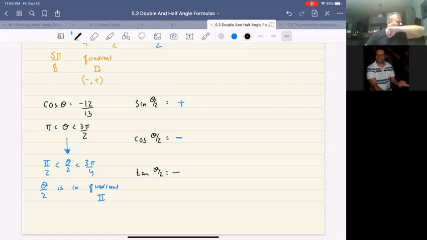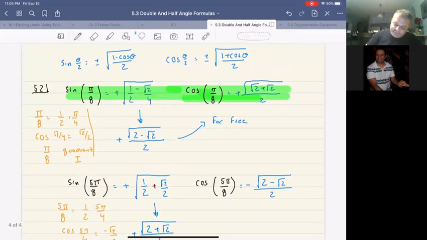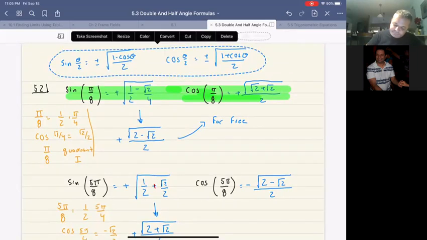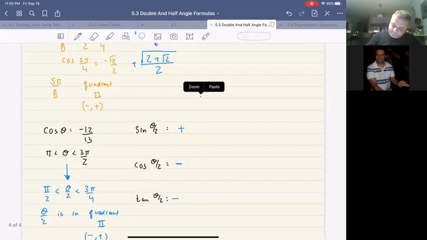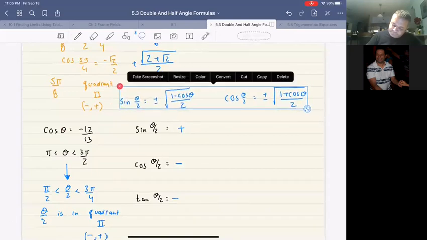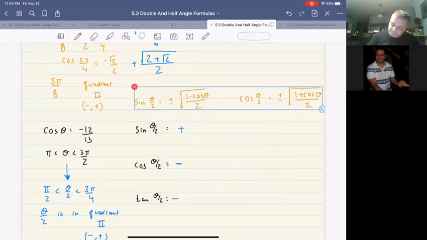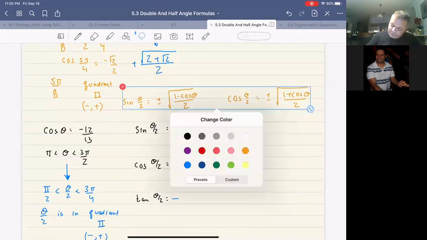Okay. So now we're going to go ahead and play the sine cosine game. We know the formula, right? So remember, let me write it down from up here. Let's put that in red there.